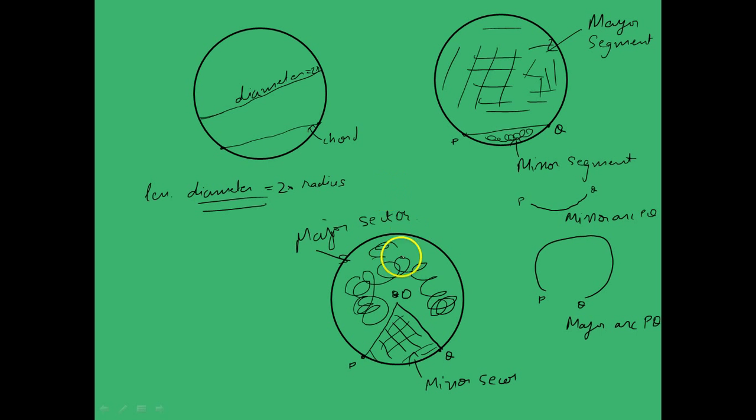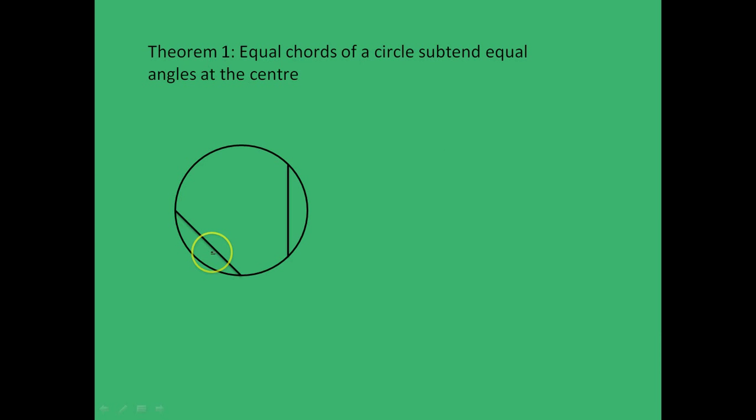So these are all the terminologies that we'll be using throughout this lecture to refer to specific parameters or entities inside a circle. Next, we'll look at the first theorem that we encounter in this lecture, that is theorem number 1. Equal chords of a circle subtend equal angles at the center. Recall what subtending an angle means.